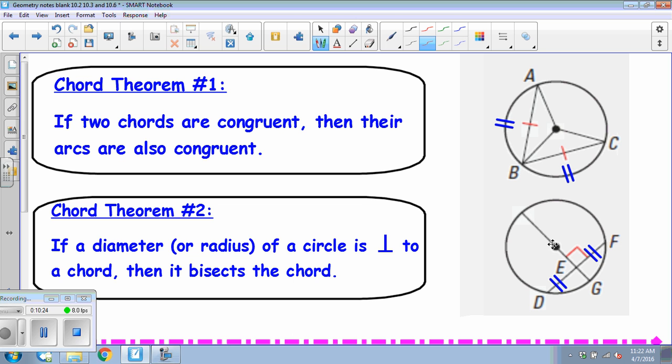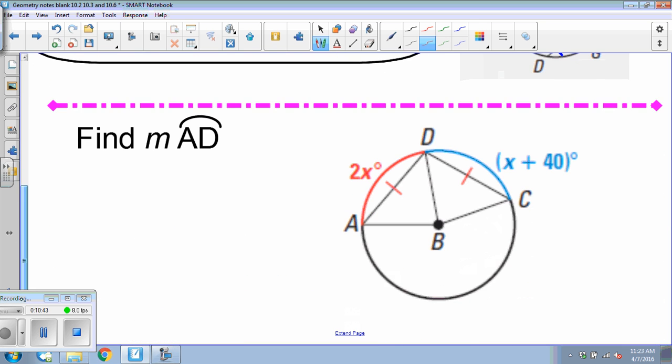All right? Know that when they give you a radius, I don't care where that radius is. If they tell you this is 10, that means this is 10, that's 10. I can draw a radius anywhere I want in that circle, and it's still going to be 10. And sometimes that's what you have to do. Okay. Let's look at an example.